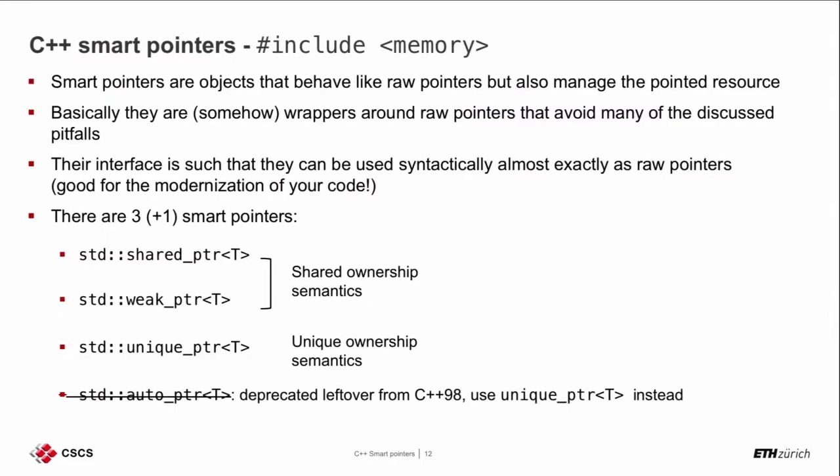The idea of C++ smart pointers, introduced in C++11, is to avoid all these pitfalls of the raw pointers, while giving you an interface for the new object that is basically the same as the raw one, which is of course very important, because if you decide to modernize your code, you don't want to change everything just because you changed the type of pointer.